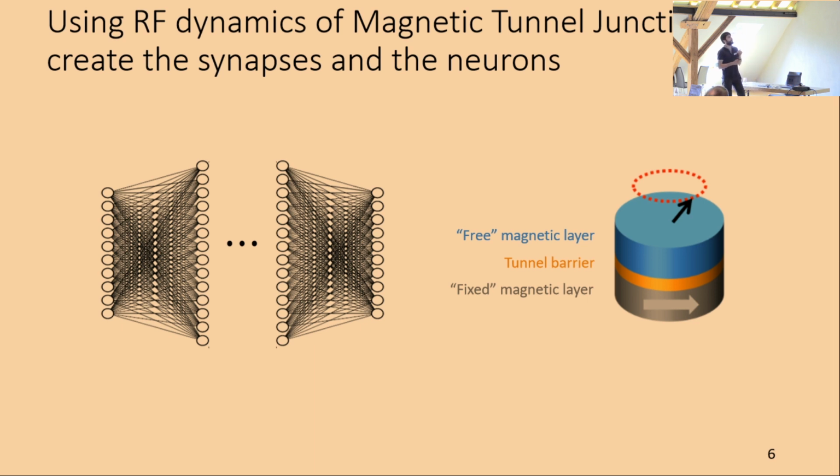In this talk, I will show you how we can use the radio frequency dynamics of magnetic tunnel junctions to create synapses and neurons, which are the basic components of neural networks.